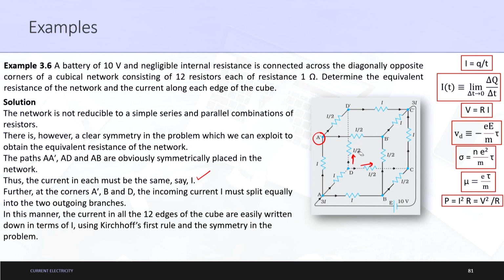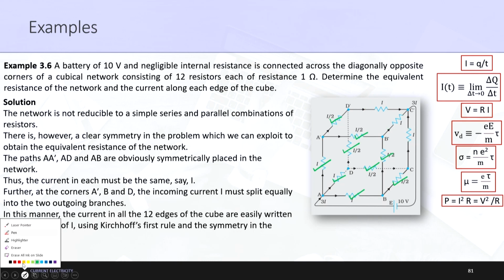Hence, we know for now the currents in these. So, 1, 2, 3, 4, 5, 6, 7, 8, 9. We know in 9, we just need to know what is in the remaining ones. In this manner the current in all the 12 edges of the cube is easily written down in terms of I using Kirchhoff's rule and symmetry in the problem.